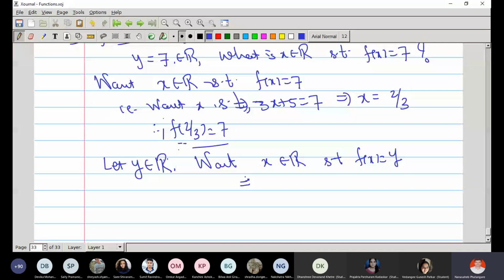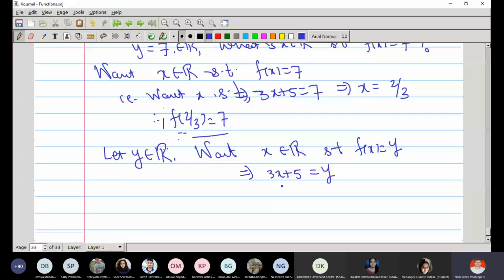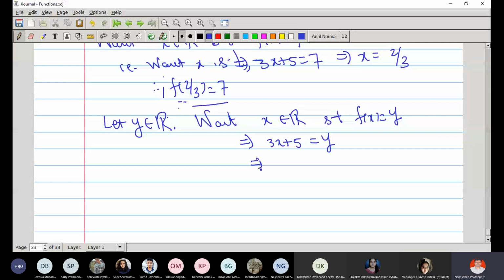That means, what is f of x? Suppose x is a pre-image. We don't know what x is, but suppose it is a pre-image of y. Then what is f of x? 3x plus 5. That should be equal to y, the number which we are looking for. That means, what is the pre-image x?